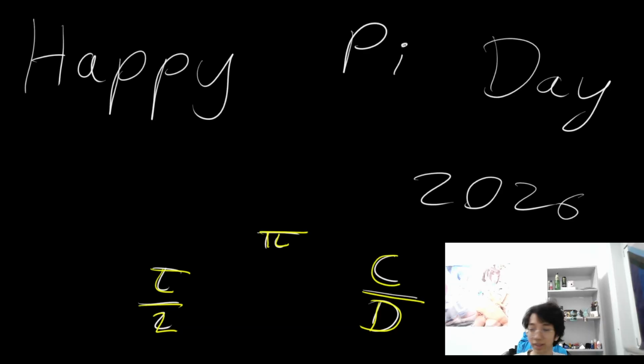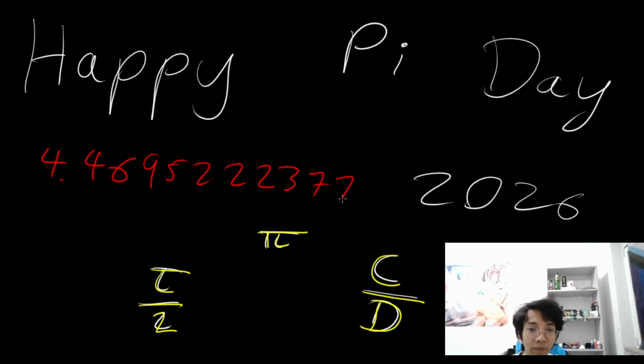So there you have it, guys. We got it. Happy Pi Day. If you followed along or tried to calculate your own pi, congratulations on getting this far. Of course, let me write down our new value of pi, which is 4.4695222377, our new value of pi right here. Happy Pi Day. We are now going to use this value from now on.